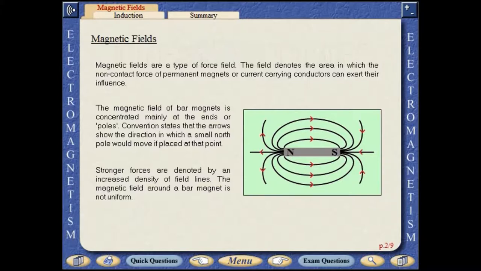Convention states that the arrows show the direction in which a small north pole would move if placed at that point. Stronger forces are denoted by an increased density of field lines. The magnetic field around a bar magnet is not uniform.